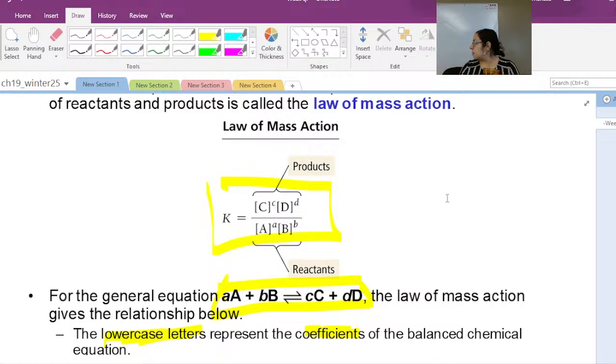Give people another minute. All right, we all have that copied.